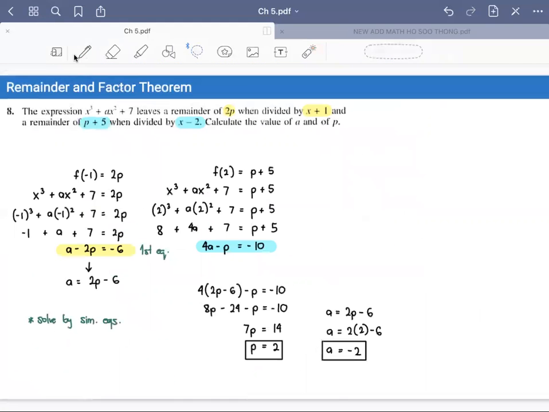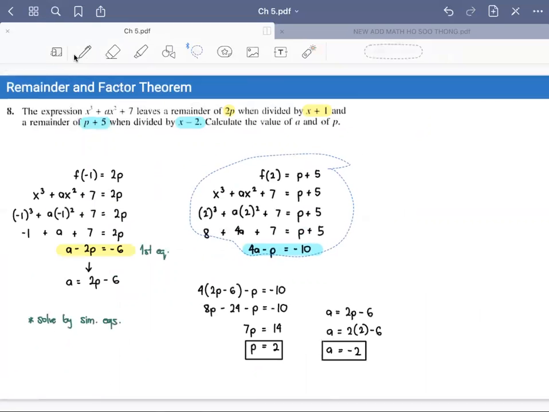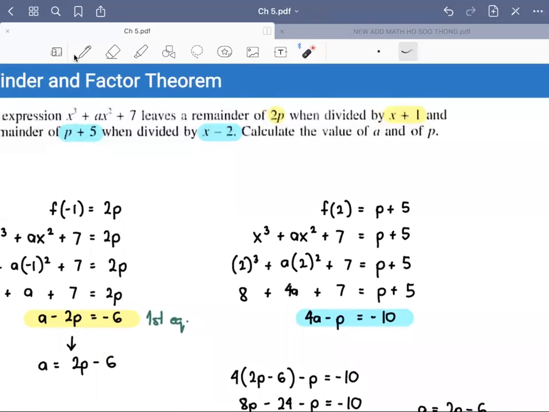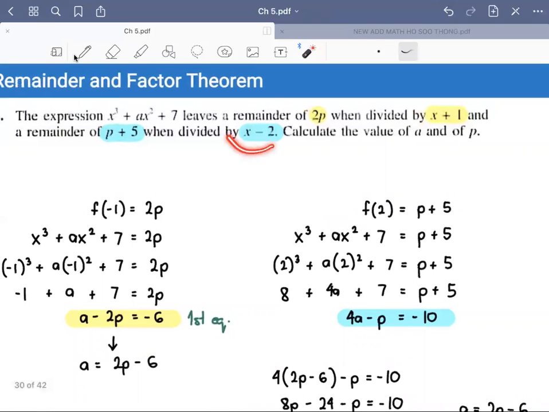All right. How about our second equation? How did we get here? All right. So for the second equation, let's look at the second divisor, which is x minus 2. If it's x minus 2, your function is f of 2 equals the remainder. So the remainder for this one is p plus 5. That's why f of 2 is equal to p plus 5. So using the same expression given, we substitute 2 in place of the x terms. That's how I got this here.